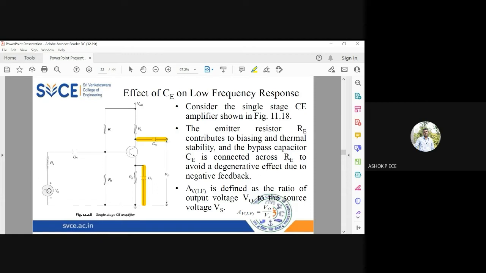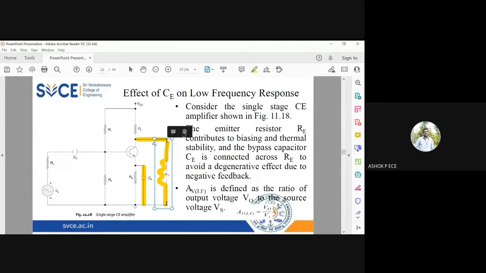You have a source VS, and I'm going to take output from the collector side of my amplifier, and the load resistance is present in RL, or sometimes they call it RC or RL, whatever it is, both are correct. Sometimes they put RC here, they connect a specific resistance here, they connect an RL here, because across RL they measure V0. That is also correct.